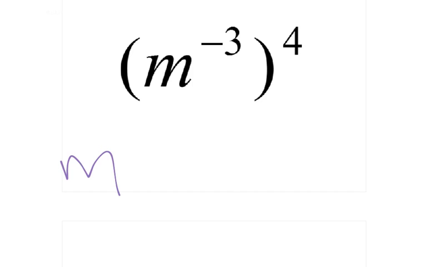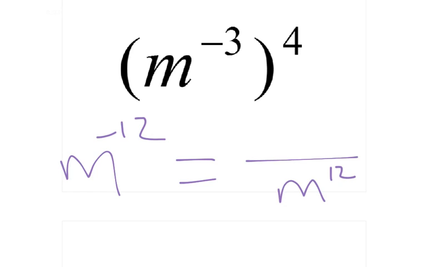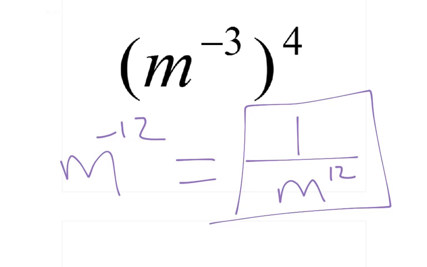So this would become m to the negative 12. Can't have a negative exponent, so it has to go to the bottom. M to the 12 on the bottom. Can't leave the top empty, so you put a 1 over it. This is your answer.